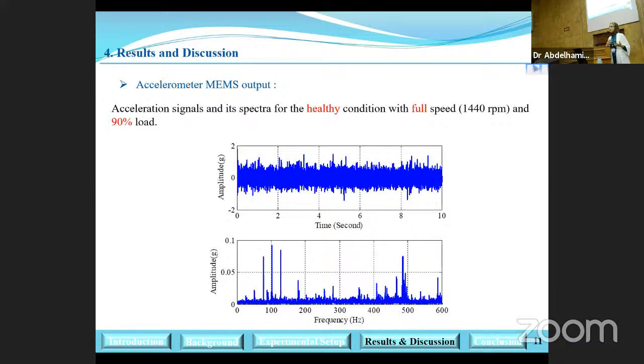This is the first result. The upper graph represents the acceleration signal in the time domain, and it's very complicated. The lower graph is a spectrum, in a healthy case, at full speed and 90% load.